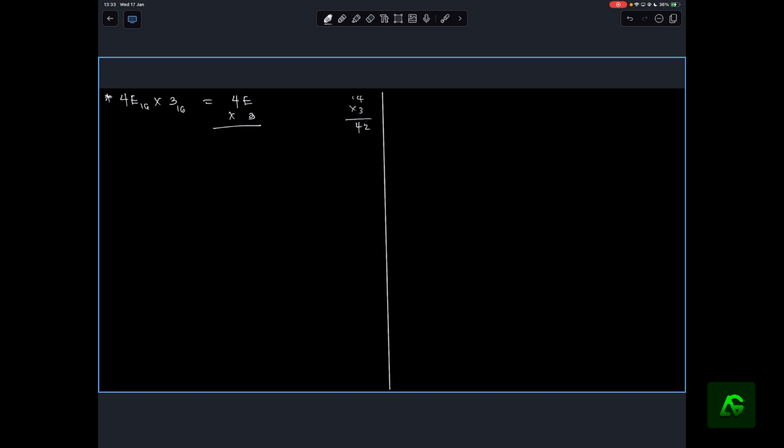So now this 42, we can't write it down here because we are working in base 16. So that 42, we will divide it by the base number 16. So how many 16s can we see in 42? That is 2.